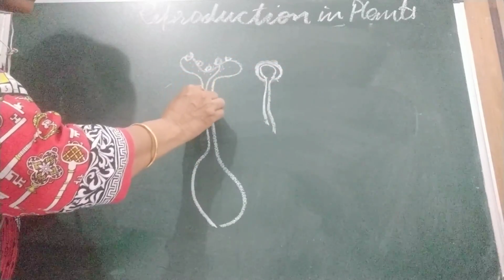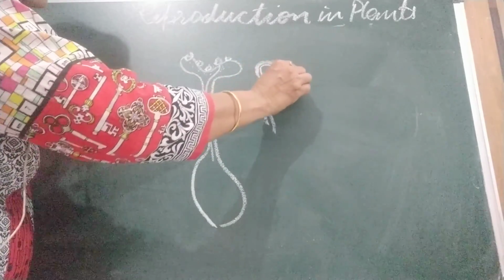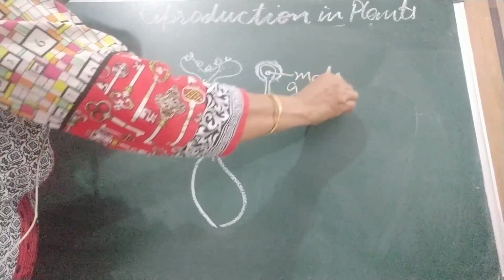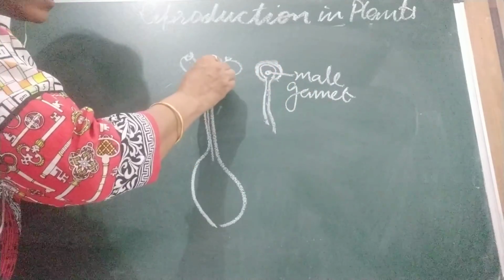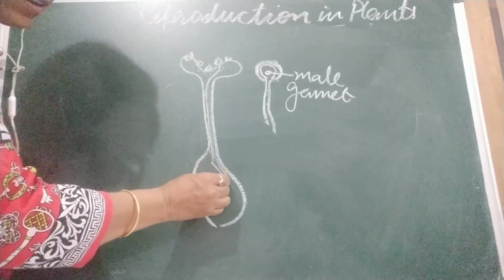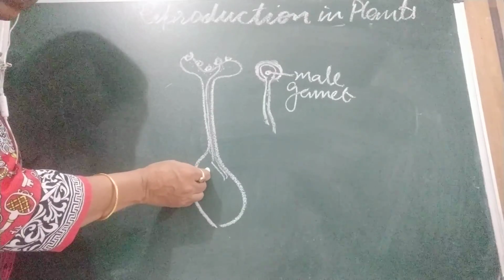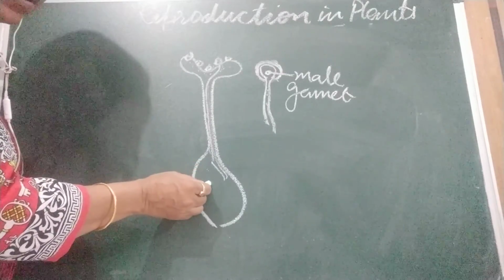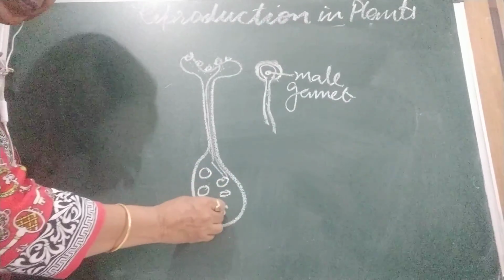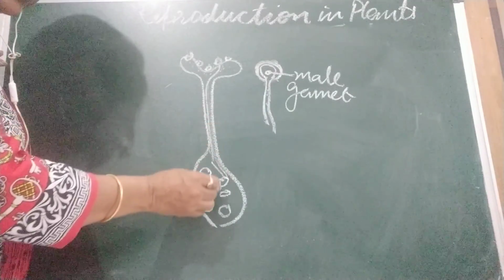Inside this tube there is a male gamete. This male gamete will travel in the pollen tube, and the pollen tube will reach the ovary. A thin tube grows out of the pollen grain. The pollen tube keeps growing till it reaches the ovule inside the ovary. Here the ovules are arranged. The male gamete is carried inside the pollen tube, as I told you.